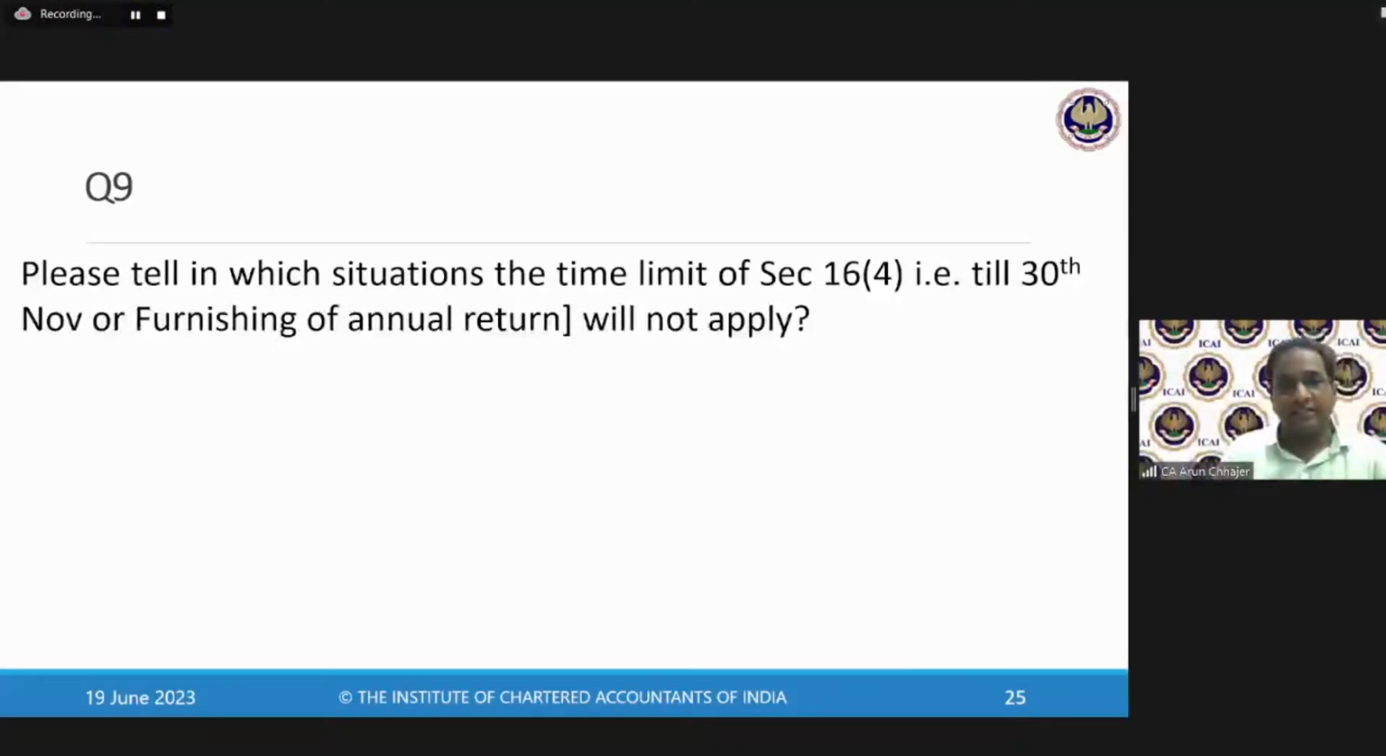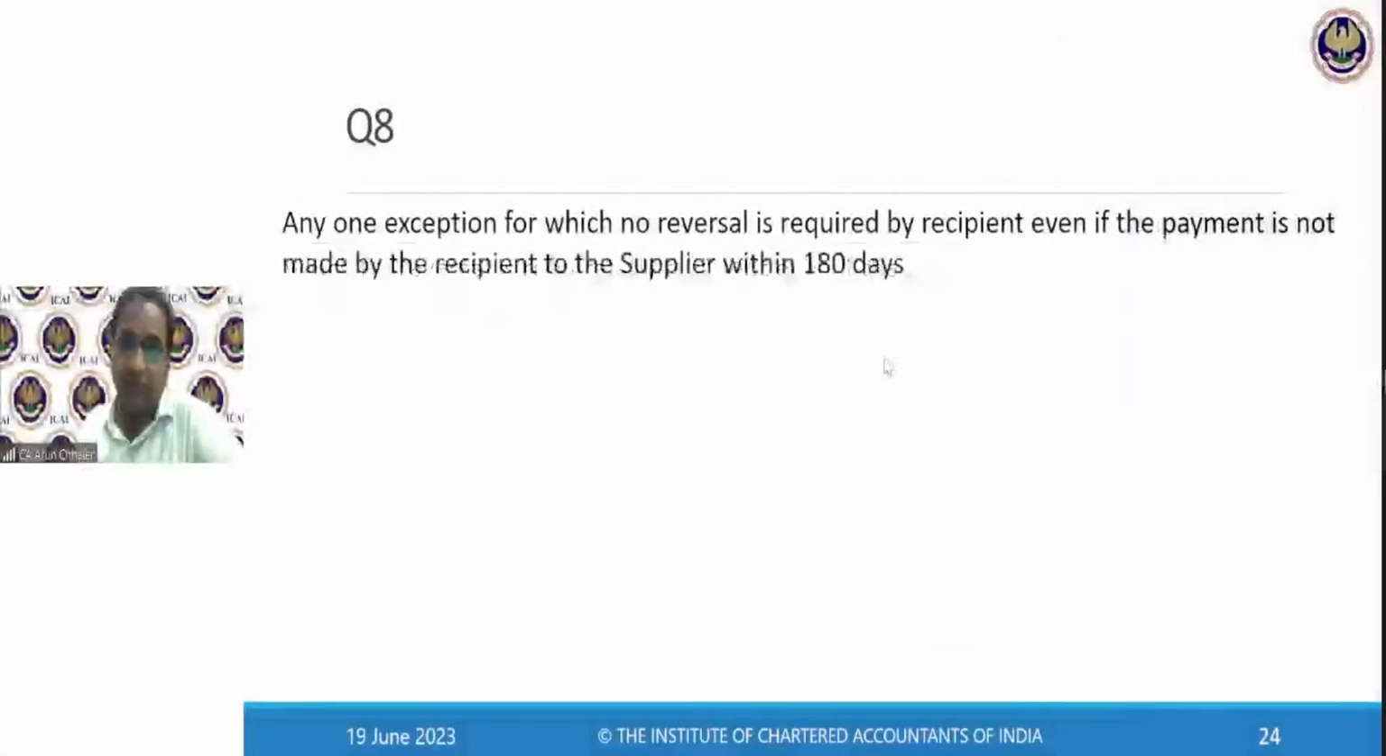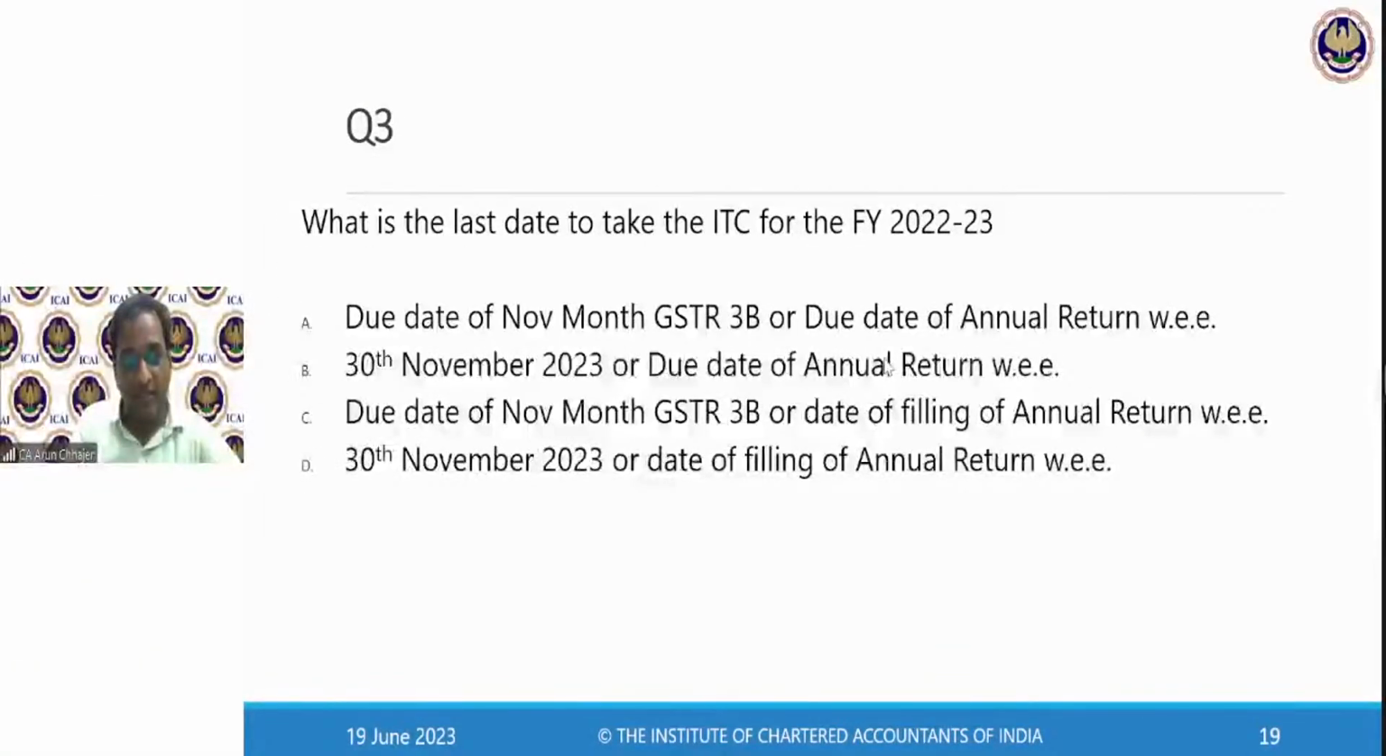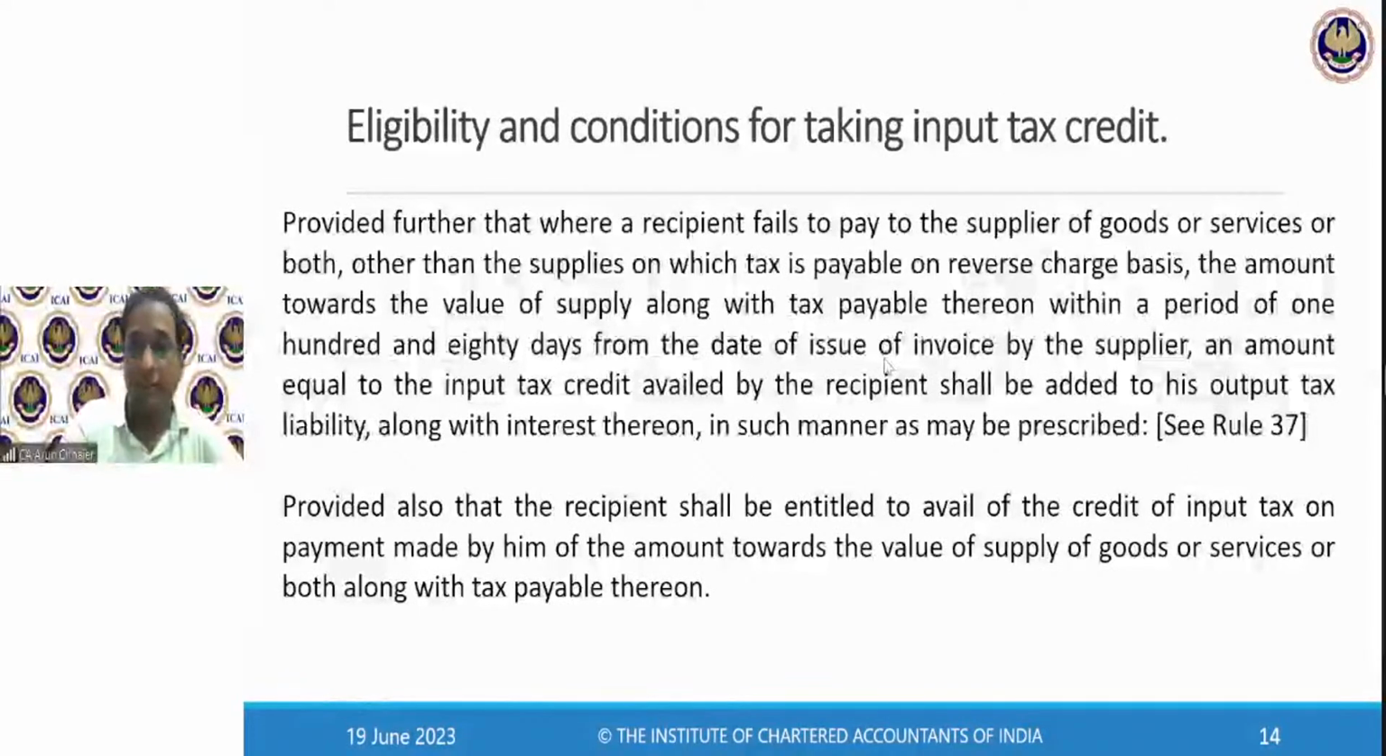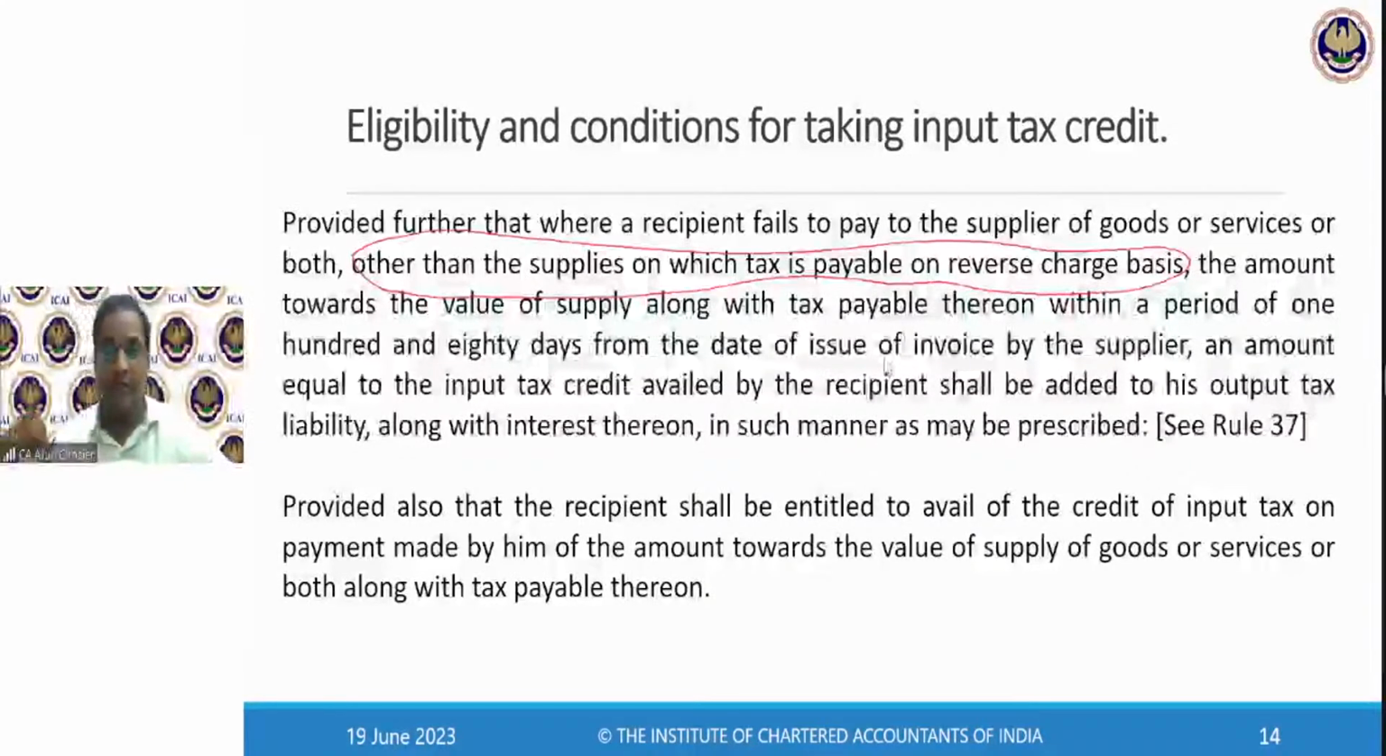This is all about it. And Darshan, you were saying that question number 8 is not clear. Question number 8, I'm talking about where the reversal of 180 days will not apply. In which case the reversal of 180 days will not apply. So I basically wanted to highlight this particular part. This was the answer: the 180 days reversal will not apply on reverse charge, RCM.